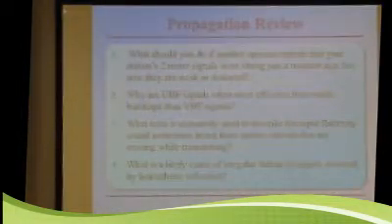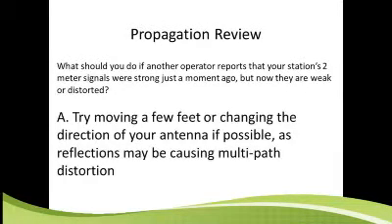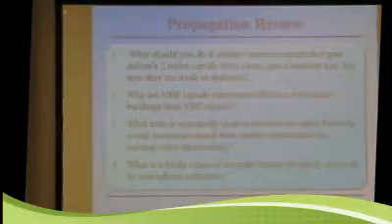Okay, what do you do if another operator reports that your 2 meter signals were strong just a moment ago, but now they're weak or distorted? Yeah, you might move a few feet. You might also change the direction of your antenna if you have a possibility of doing that, like a beam antenna. But at the very least try moving a few feet, as we discussed, and it might be a lot better.